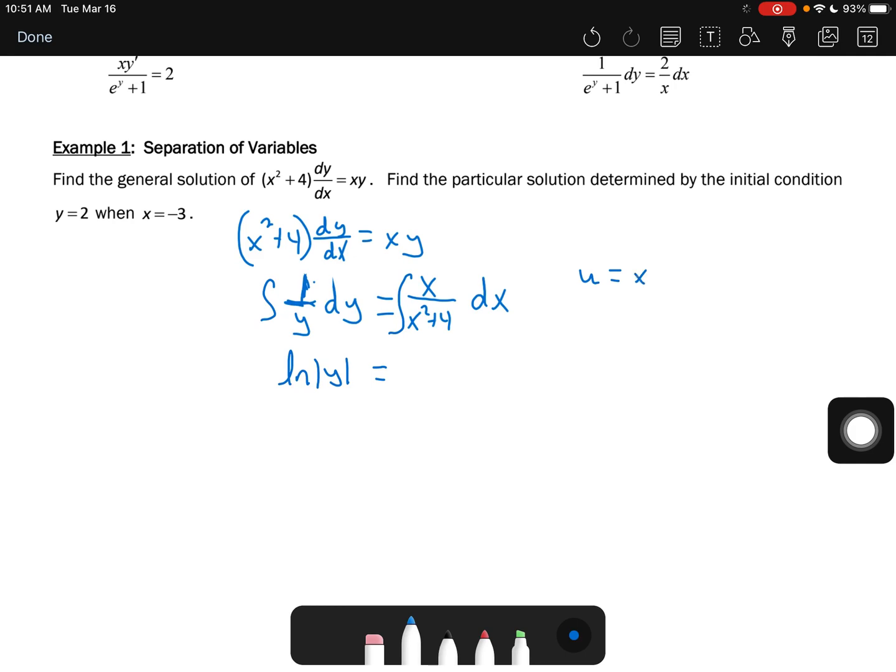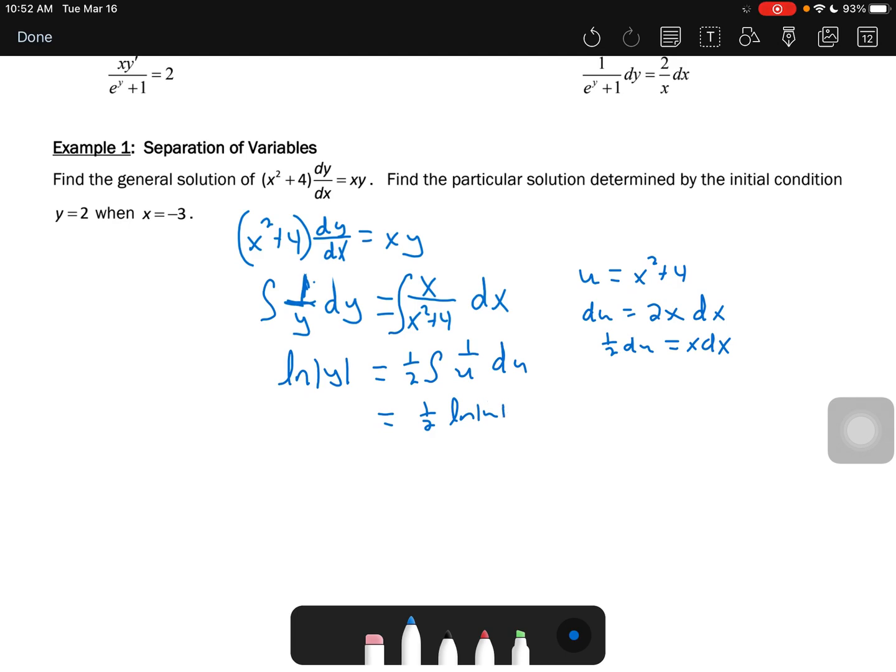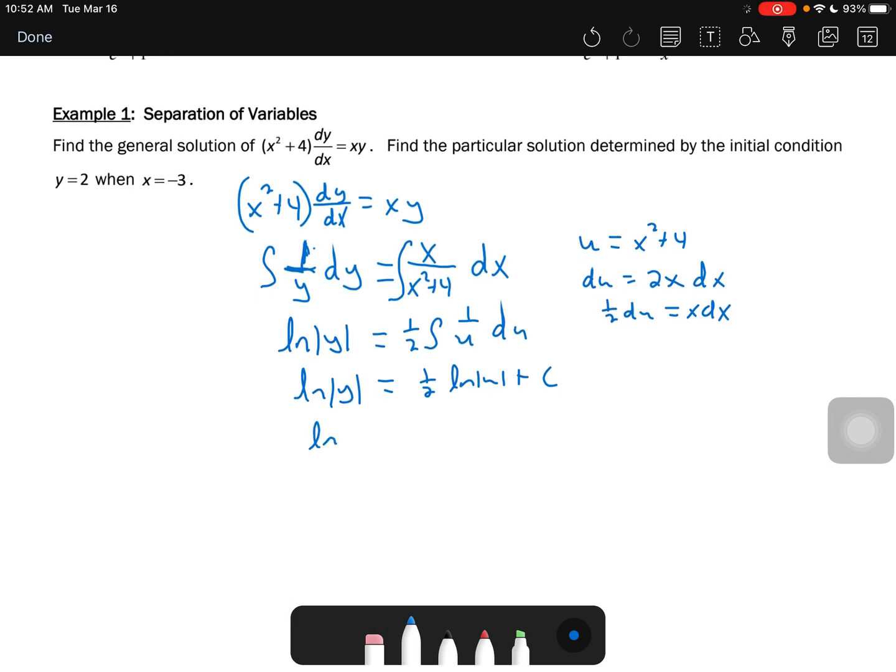I think if I let u equal x squared plus 4, then I can have du equal to 2x dx, and so I could say 1/2 du equals x dx. So if I rewrite this in terms of u, I would have 1/2 the integral of 1 over u du, which means when I integrate that, I would have 1/2 ln u plus c, and substituting back in for my u value, 1/2 ln of x squared plus 4 plus c. X squared plus 4 really can't be negative because you're squaring and then you're adding 4, so I'm not going to put it in absolute values.